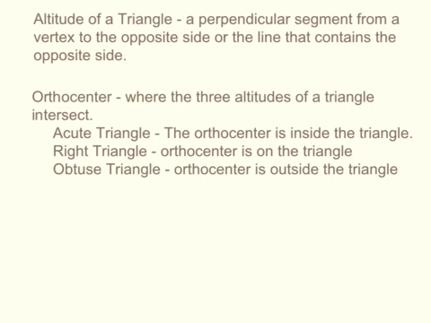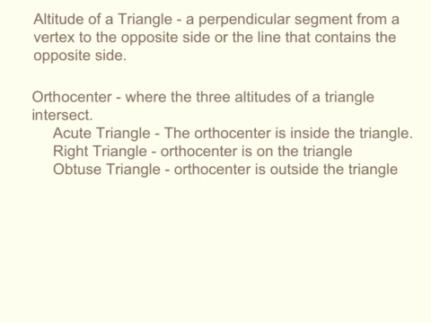And then I want you to know what orthocenter is. And orthocenter is where those three altitudes intersect. So just like we had centroid, which is where the three medians intersect, orthocenter is where the three altitudes of a triangle intersect. Now in an acute triangle, the orthocenter is going to be inside the triangle. In a right triangle, the orthocenter is on the triangle. And in an obtuse triangle, the orthocenter is outside the triangle.